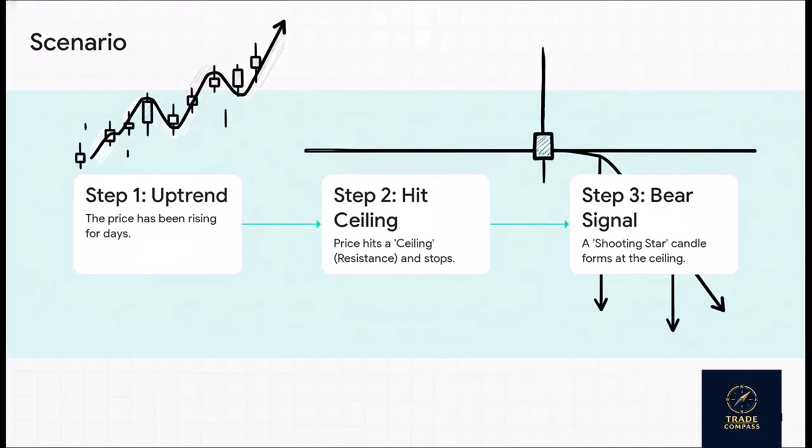Okay, let's walk through a real-world example so you can see this in action. I want you to picture this. You're watching a crypto chart. For the last few days, the price has been on a tear, just going up. Then it suddenly hits a price where it's stalled out before, a clear ceiling, a resistance level. And right at that moment, what do you see? A shooting star candle forms. You remember that one, right? The classic bearish reversal signal.